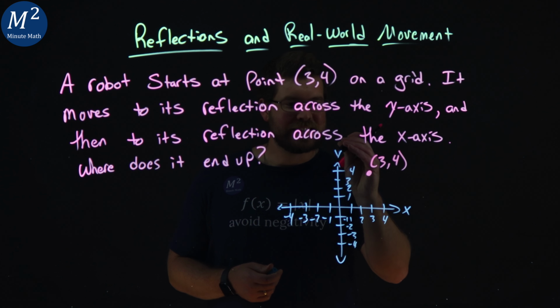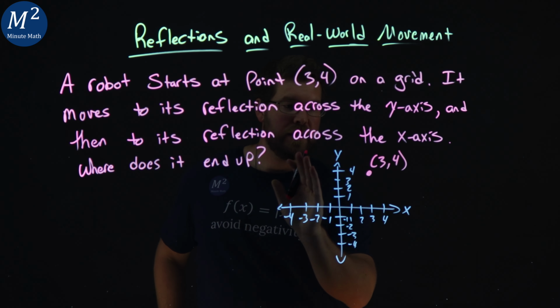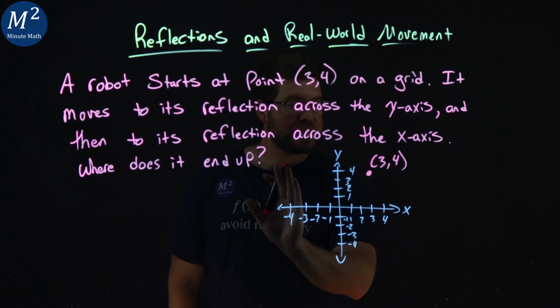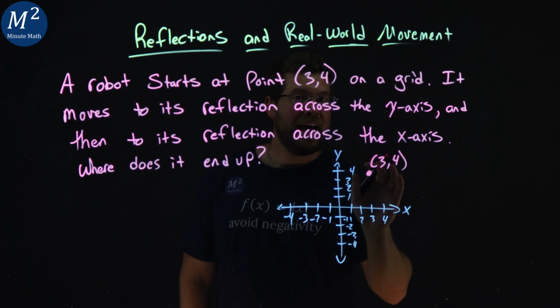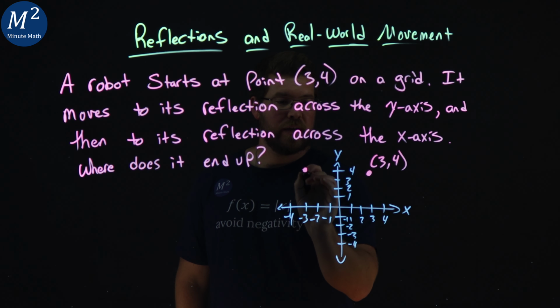That y-axis, make it a little better here. Reflection across the y-axis right there. So reflecting across the y-axis here, y value stays the same, x value is the opposite. So we have (-3, 4) right here.